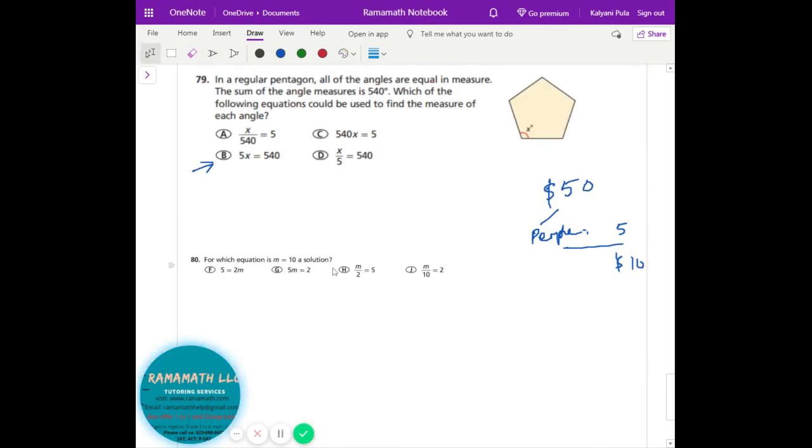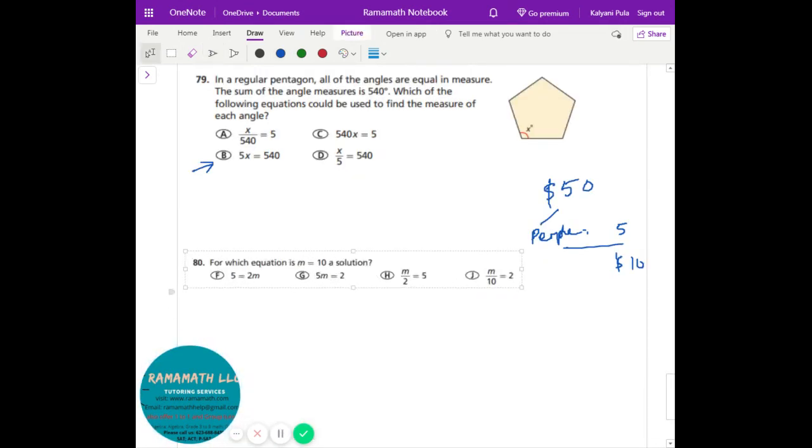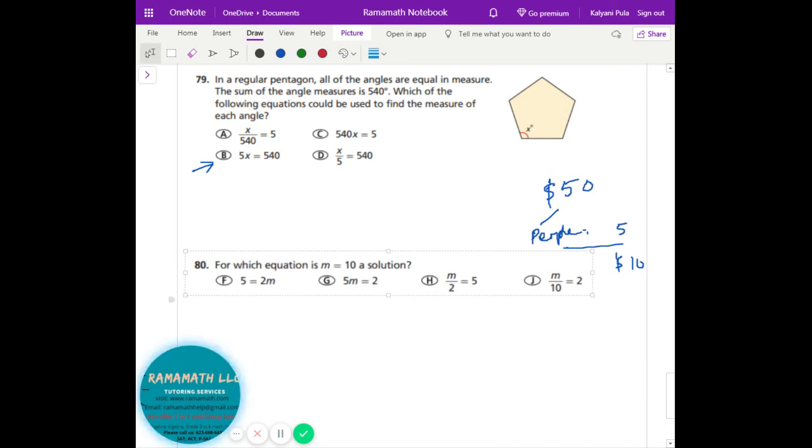All right, this is another test question. For which equation is m going to be 10 as a solution? So here, m divided by 2, obviously the step is going to be multiplied by 2. When you multiply it, that's going to be 10. So the m value is going to be 10. Okay, that's good.